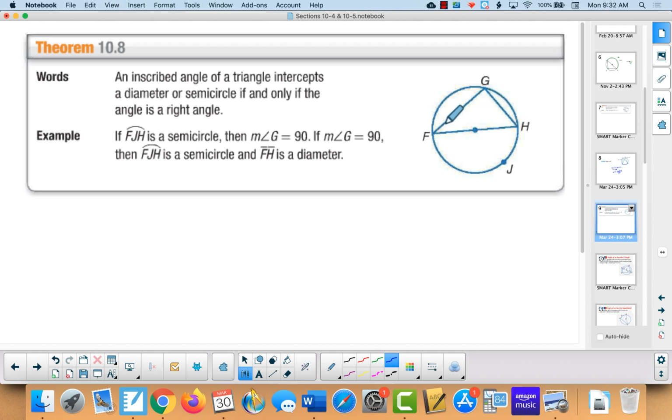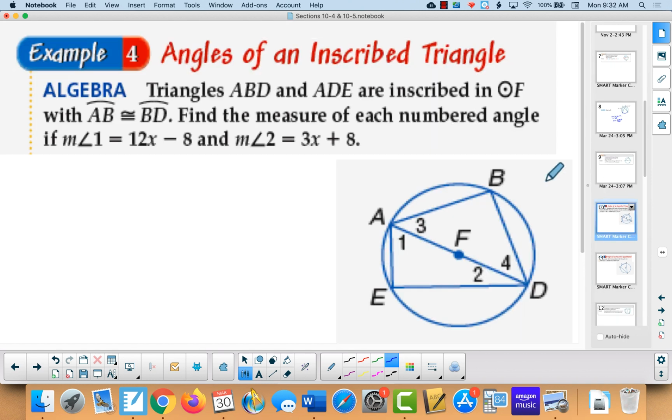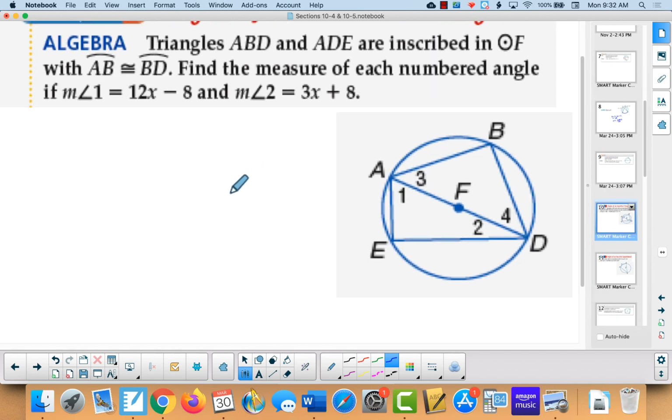The next idea is that any inscribed angle that intercepts a semicircle is a right angle. Here we know that angle 1 and angle 2 have to be complementary because this is a diameter. So this is a semicircle. Angle E is intercepting a semicircle and is a right angle. That makes this triangle a right triangle, and the acute angles have to be complementary. So the measure of angle 1 and the measure of angle 2 have to equal 90.